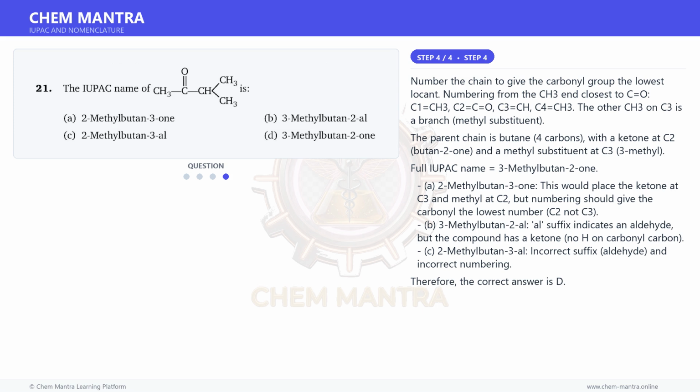A. 2-methylbutan-3-one. This would place the ketone at C3 and methyl at C2, but numbering should give the carbonyl the lowest number, C2 not C3. B. 3-methylbutan-2-al. The -al suffix indicates an aldehyde, but the compound has a ketone, no H on the carbonyl carbon. C. 2-methylbutan-3-al. Incorrect suffix, aldehyde, and incorrect numbering.